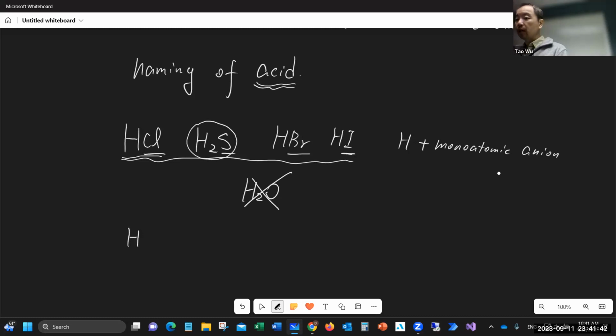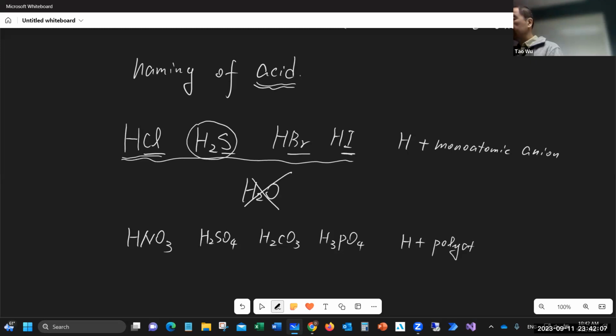And some acids have a polyatomic anion, like HNO3, H2SO4, H2CO3, and H3PO4. So these are also acids, but these are hydrogen plus a polyatomic anion. When we name those, the two types are different.